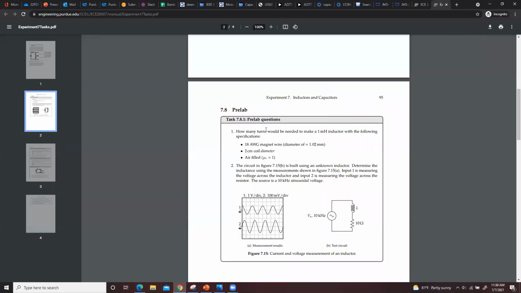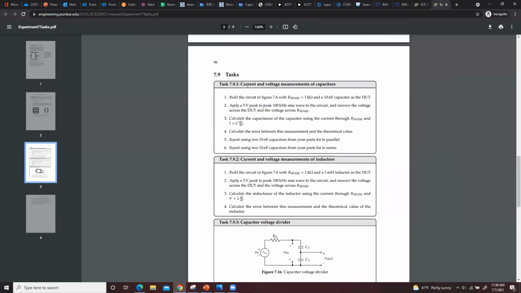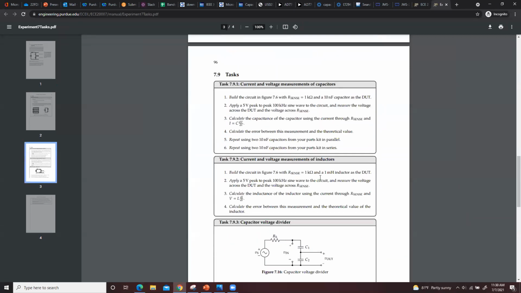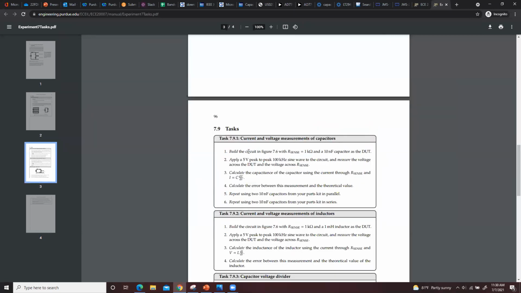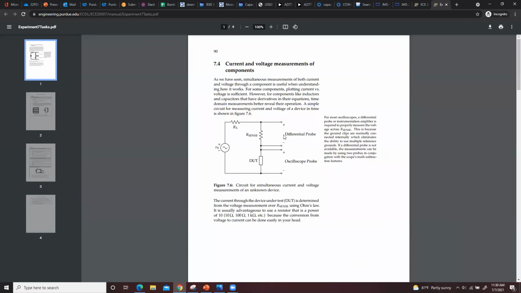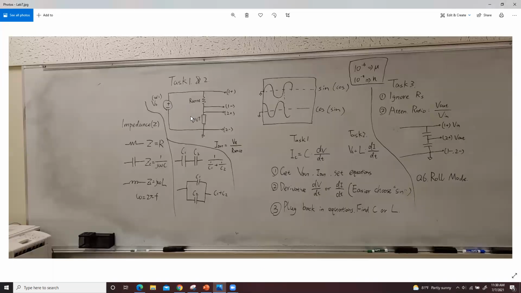Okay, so let's talk about this lab. There are three tasks. The first two are similar. You're going to measure the capacitance and the inductance. And in the third task, you're going to build a voltage division circuit by using the capacitor. For task 1 and task 2, you're going to build the circuit given here. It will look something like this.